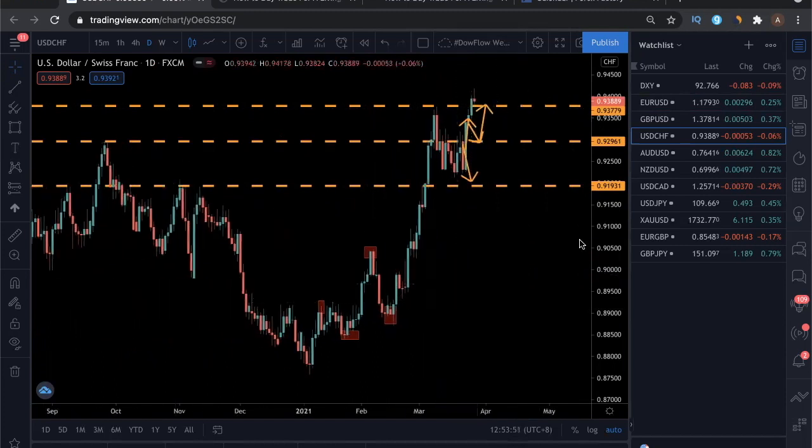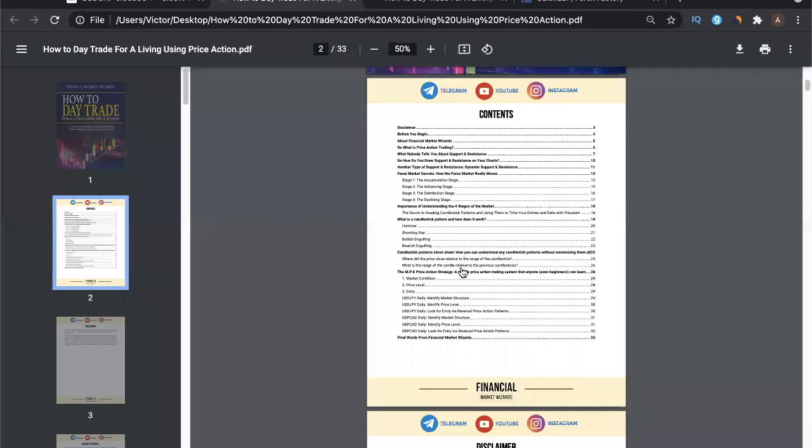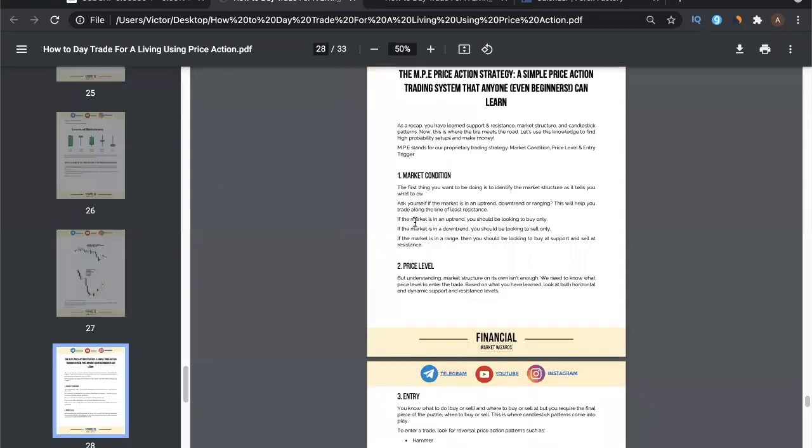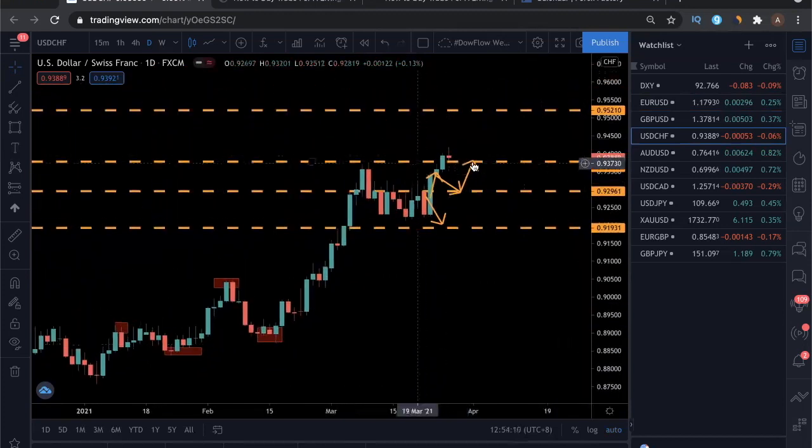0.93779. So again, this is a bullish trend because you have a higher high, higher low, higher high, higher low, higher high. So if you stick to the MPE trading strategy, which you should if you are still struggling, then you want to be looking to buy only. So the next thing that we need is a price action. We need a key level first, key level before the price action trigger.